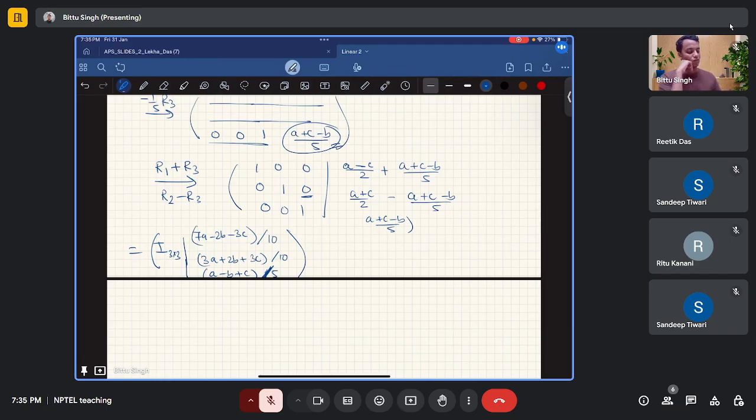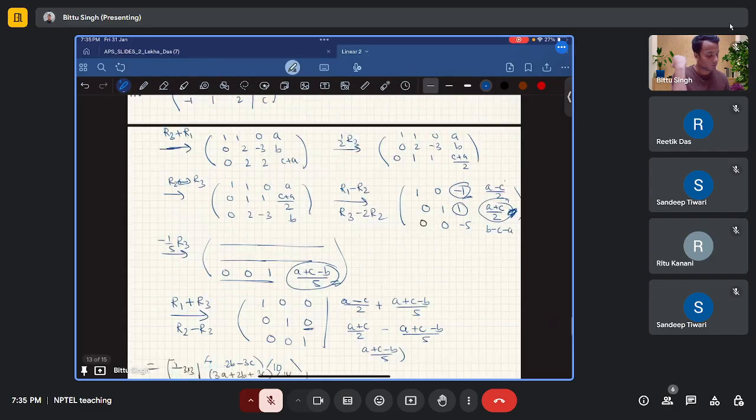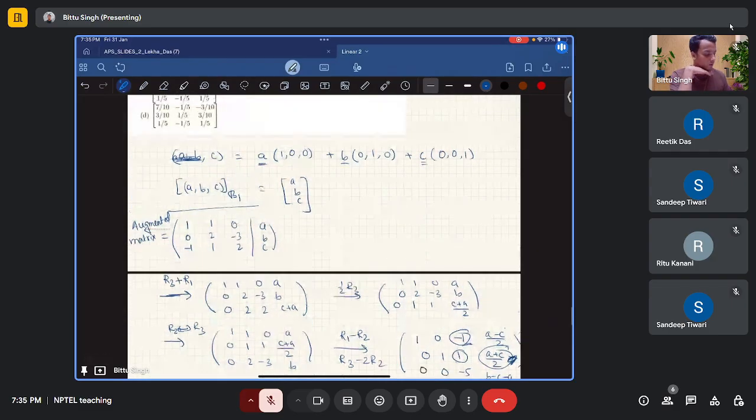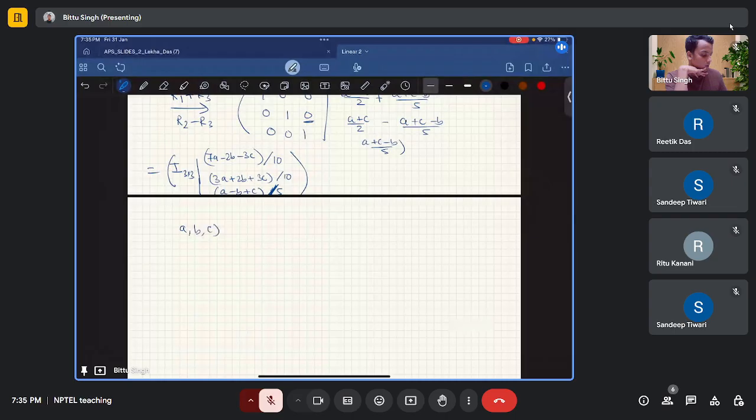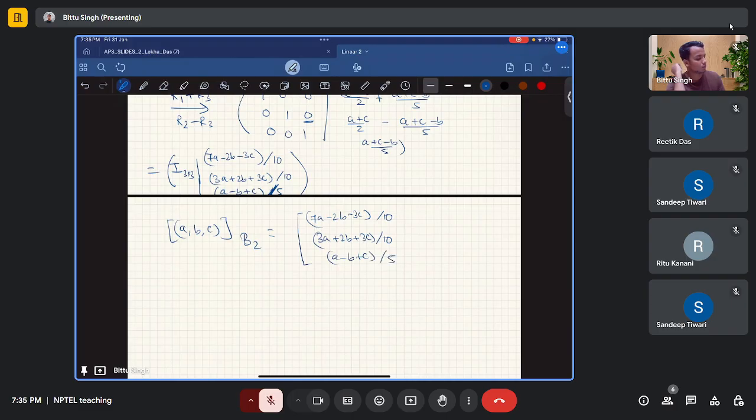Okay, so from here you can see that the matrix representation, sorry, the coordinate of ABC with respect to basis 2, because I have started with basis 2, it will look like this: 7a minus 2b minus 3c by 10, 3a plus 2b plus 3c by 10, a minus b plus c by 5, right? This is the matrix representation with respect to B2.